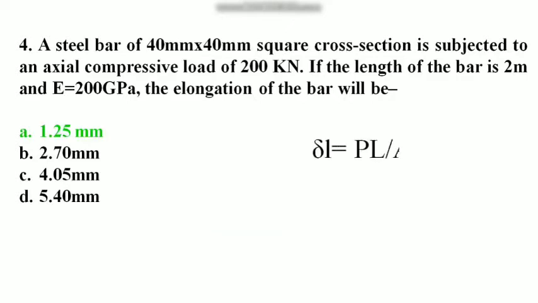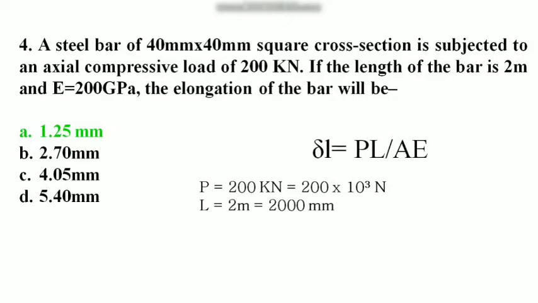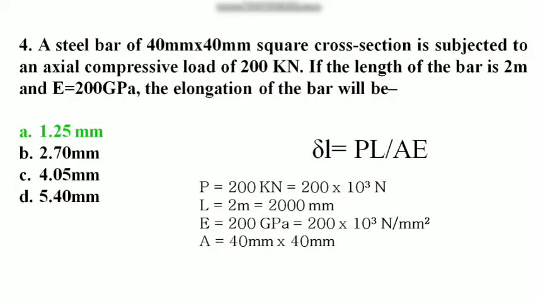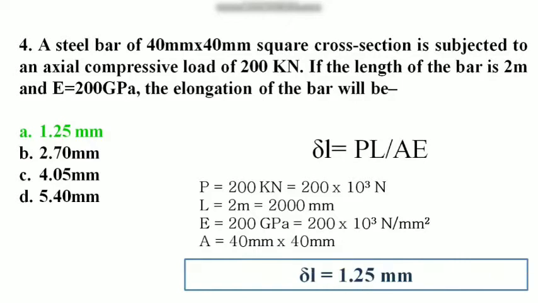Here we know that ΔL equals PL by AE, where ΔL is the change in length or the elongation of the bar. Here P equals 200 kilonewton, that is 200 into 10 to the power 3 Newton. L equals 2 meter, that is 2000 millimeter. E equals 200 GPa, that is 200 into 10 to the power 3 Newton per millimeter square. And A, that is area, equals 40 cross 40. So after putting all the values in the above formula, we get ΔL equals 1.25 mm. So option A, 1.25 mm, is the right answer.